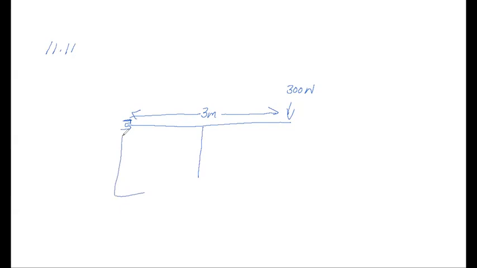All right, 11.11 reads, a diving board 3 meters long is supported at a point 1 meter from the end, and a diver weighing 500 Newtons stands at the free end. So we've got something like this. The diving board, the diver is here. This is 500 Newtons. This is 3 meters from end to end. We have some kind of cantilevered system there. And here's the support of the diving board. This is 1 meter right here.